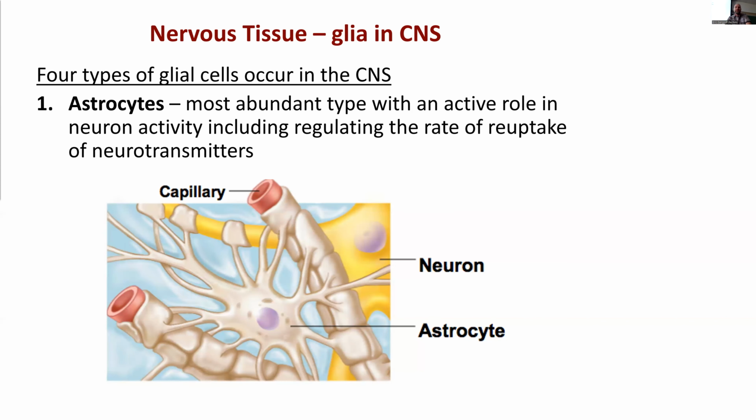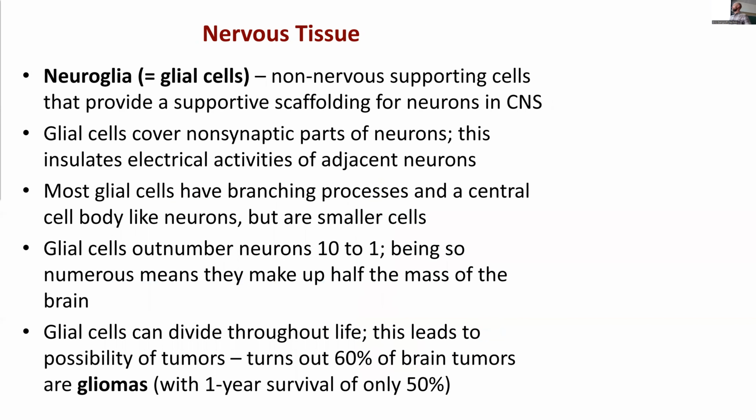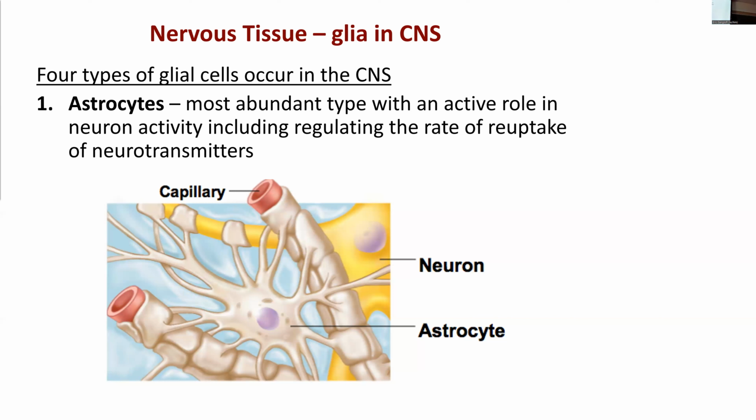Dan, go ahead. So when you're saying that in general they are like scaffolds, what is that even? What's the supportive scaffolding? So they provide structure for those neurons. If you look here, these processes basically keep everything in place, right? And so they provide structural stability to this network of neurons.